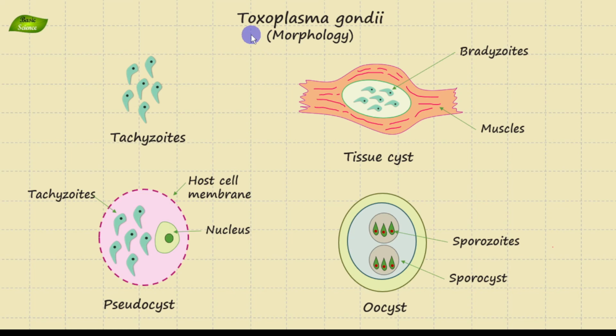Toxoplasma gondii. And let me tell you one thing, I'll try to put the important points so that you can understand the disease and the different morphological forms that this particular parasite acquires in its life cycle. So starting with Toxoplasma gondii, it's a parasitic infection, and the infection is also known as toxoplasmosis.